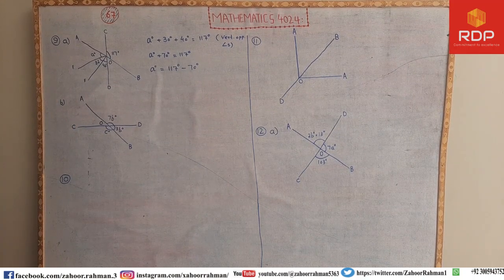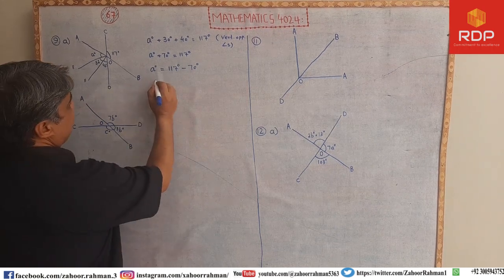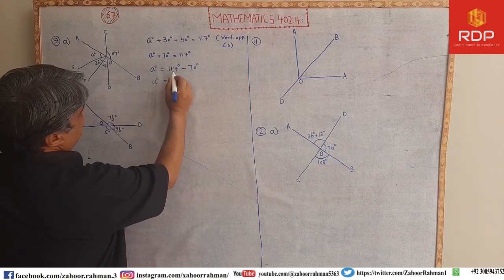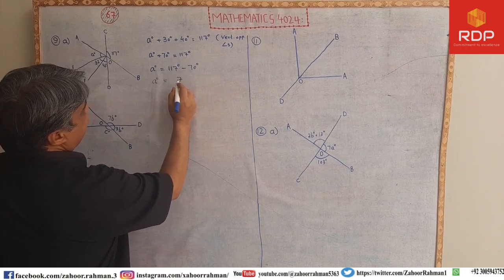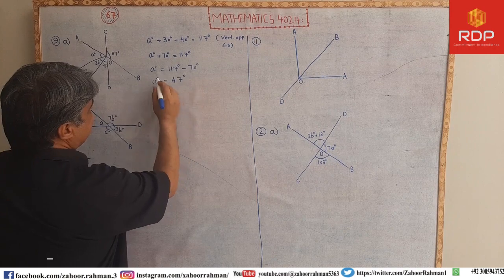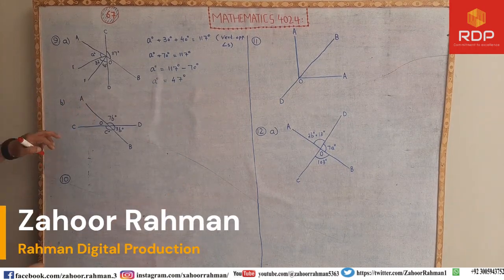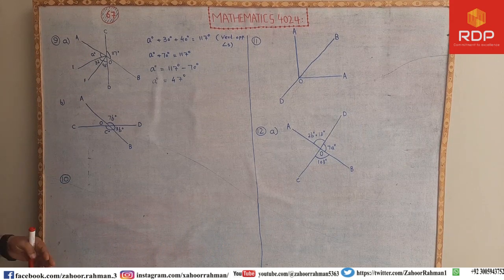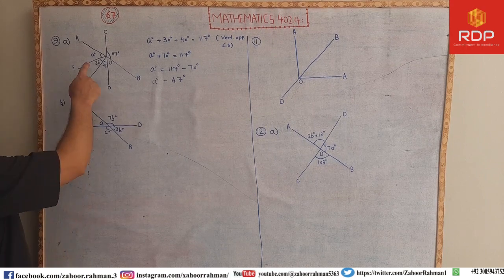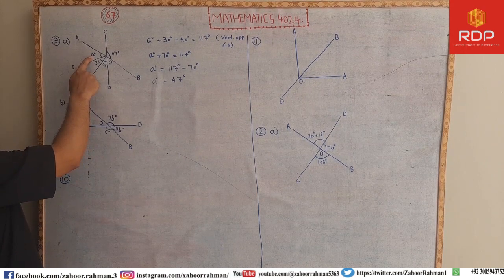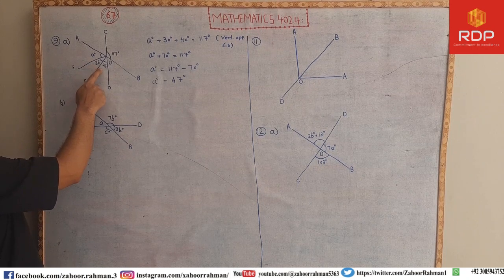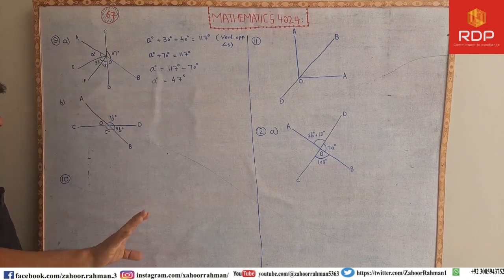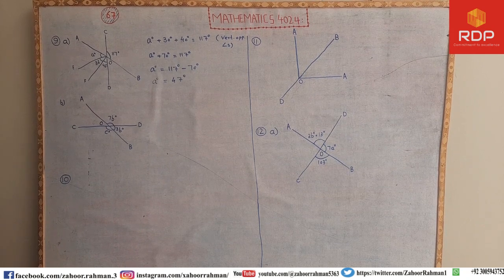And when we subtract it, it will be 47 degree. We found the value of the unknown. How can you cross check your answer? By putting the value of A as 47, 30 and 40, it will be equal to this one. If it is equal, it means that you are correct. Now let us talk about the B part.